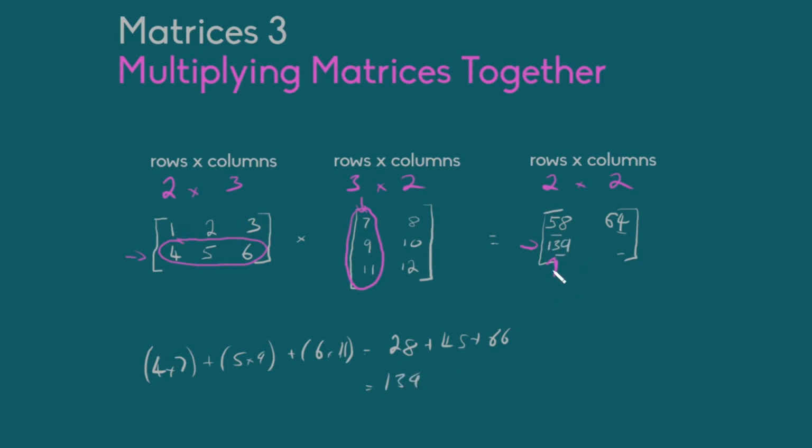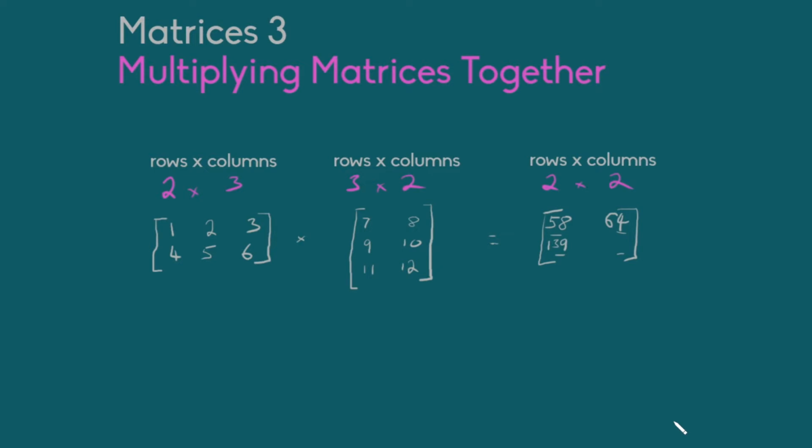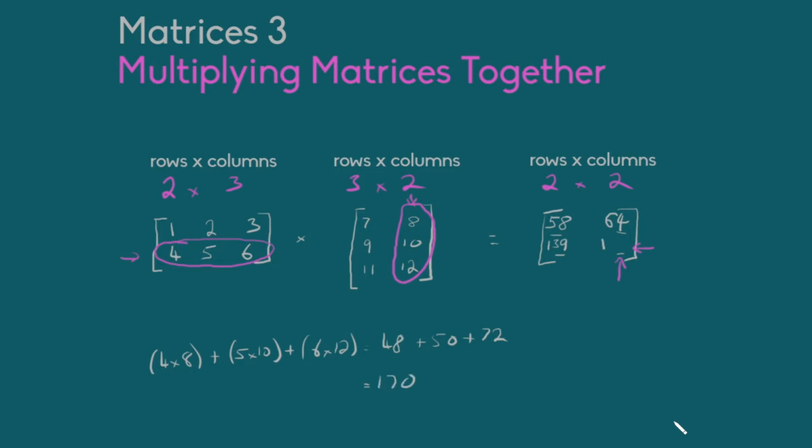And then lastly, I think you see where this is going, we need the bottom right-hand corner of this matrix. So we're going to go again along the bottom row of our first matrix and down the second column. And so we're going to get 4 times 8, plus 5 times 10, plus 6 times 12. And that's going to end up with 48, plus 50, plus 72, which, I'm not doing this in my head, I already worked it out, is 170, which goes in our bottom right corner there.